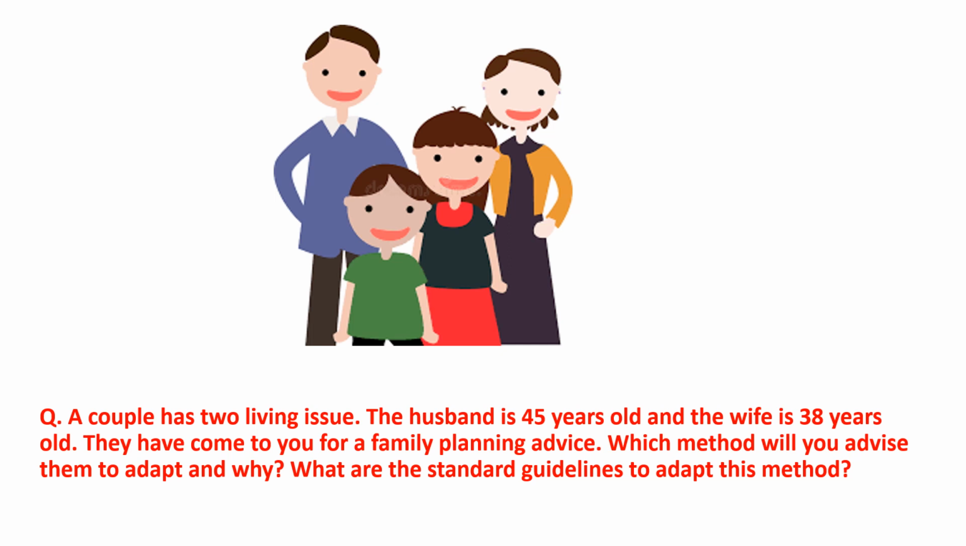Now coming from leprosy, we are into a couple counseling part. So this particular card reads, a couple has 2 living issues. The husband is 45 years old and the wife is 38 years old. They have come to you for family planning advice. Which method will you advise them to adopt and why? And what are the standard guidelines to adopt this method?